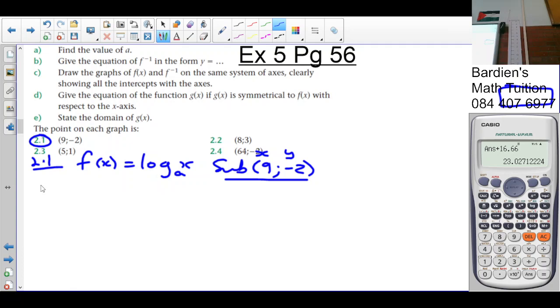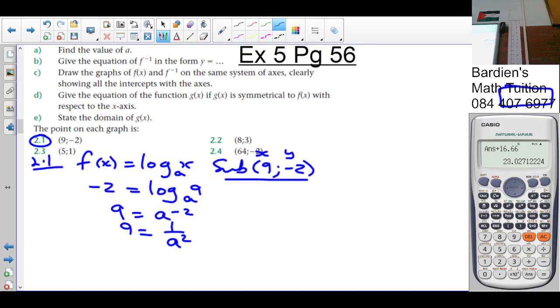So what do we have? Negative 2 is equal to log 9 base a. So what do I do now? 9 is equal to a to the negative 2. So remember that that is 1 over a squared, not so? That's 1 over a squared is equal to 9.